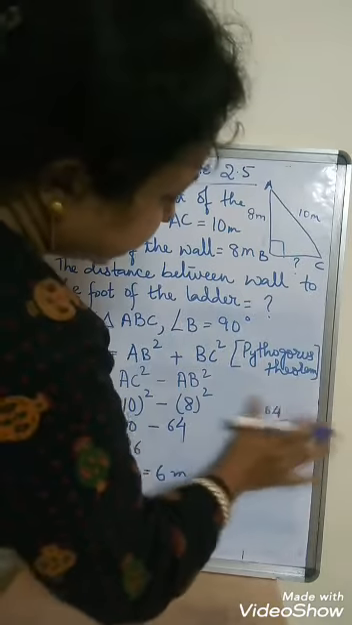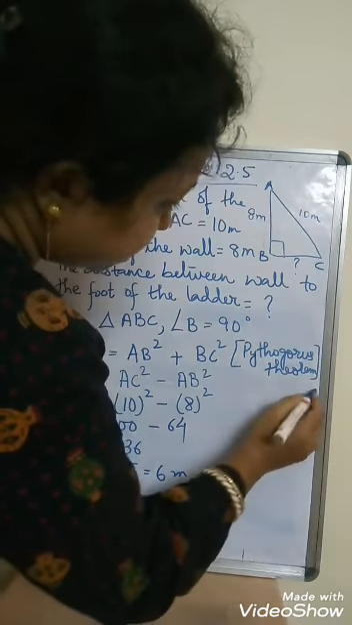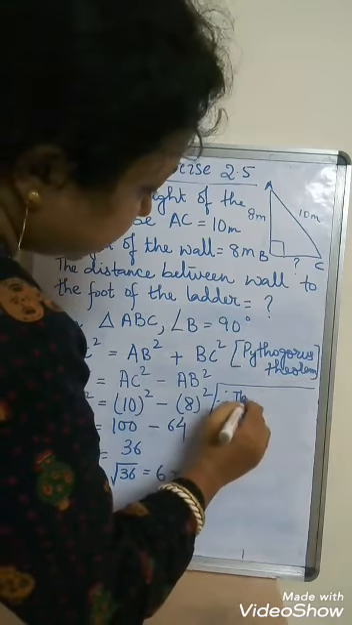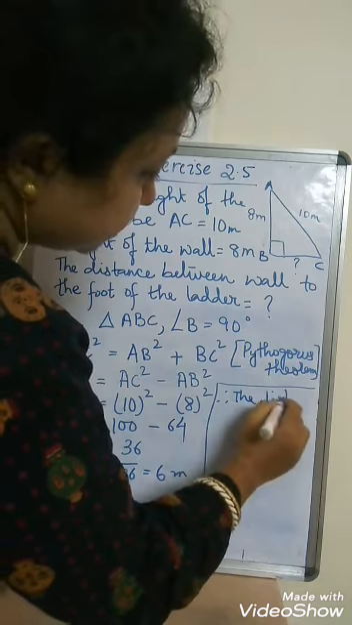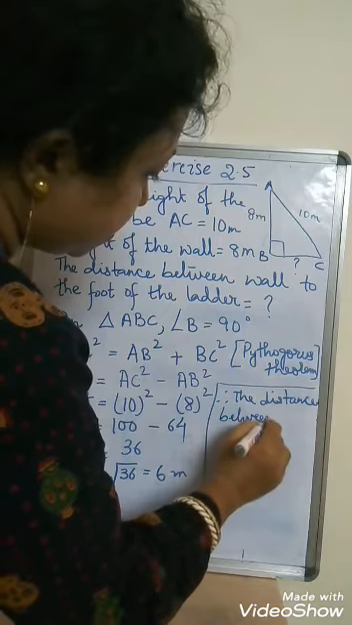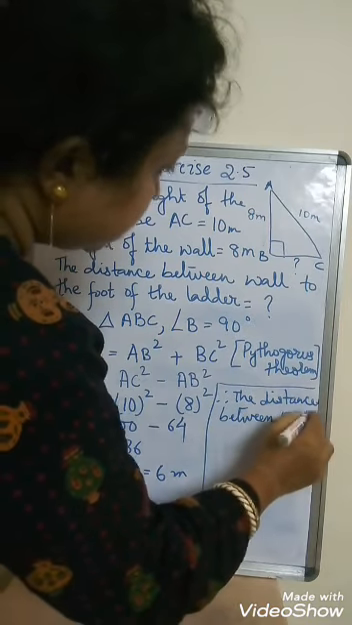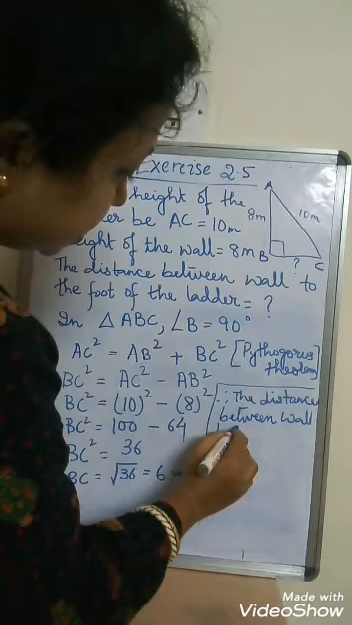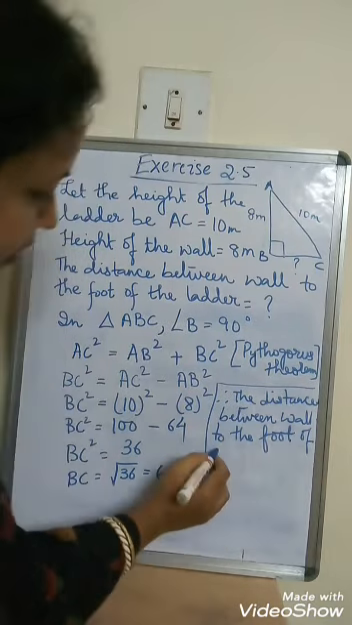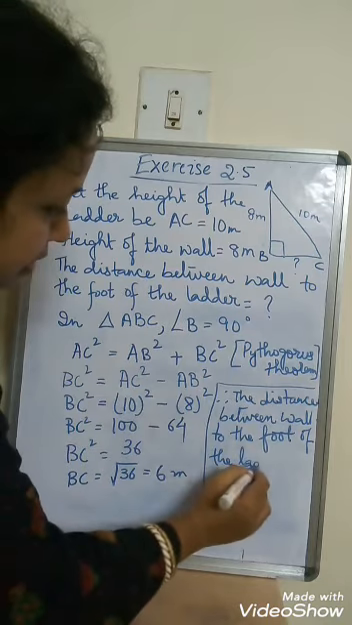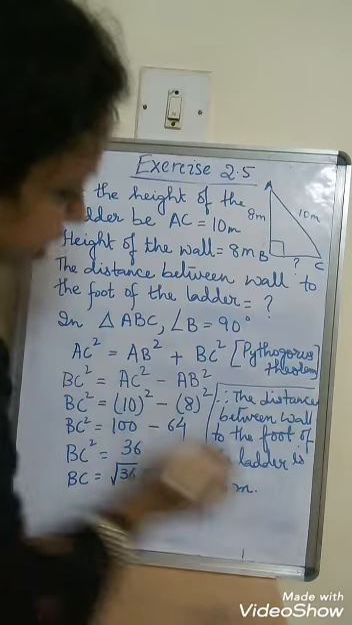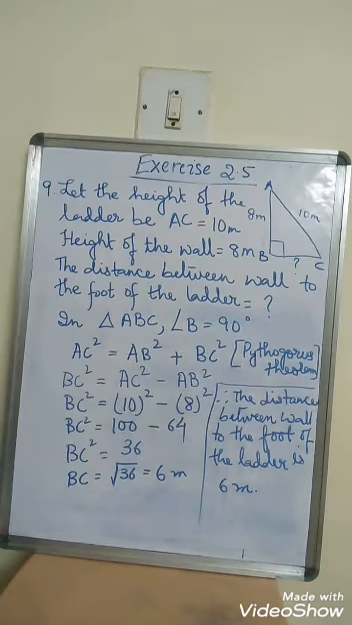Okay. So what is the answer for us? The answer, that the question that has been asked to us is, therefore the distance between wall to the foot of the ladder is 6 meter. Okay. So this is question number 9.